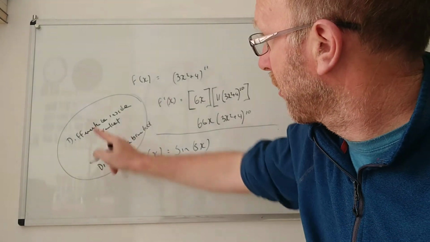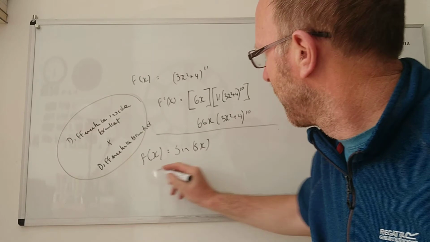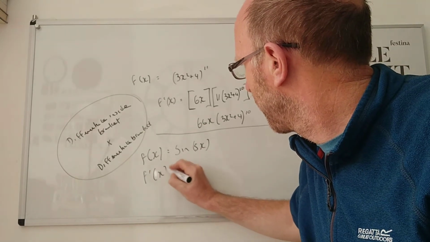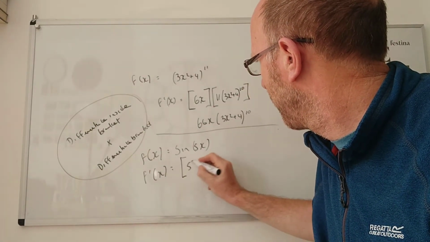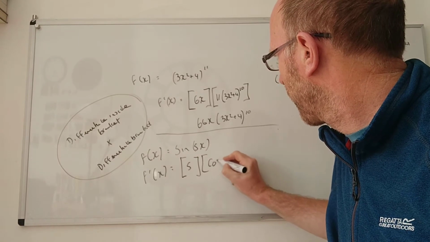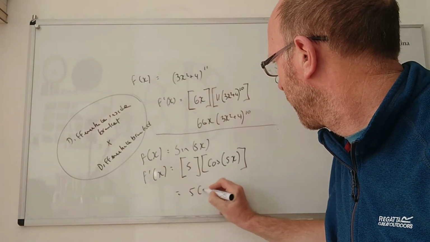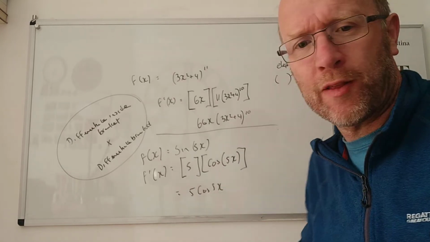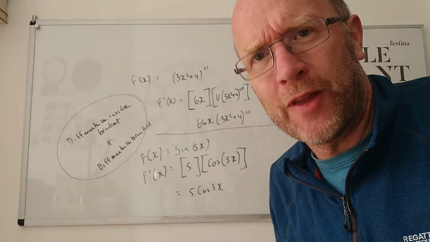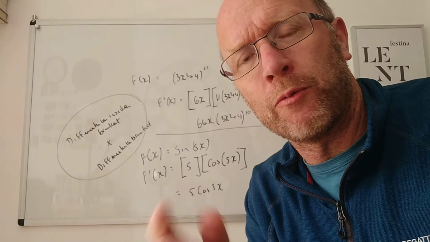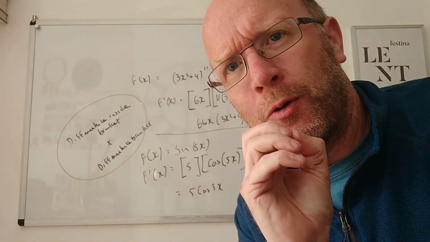So let's go back to this. Differentiate inside the bracket. Differentiating inside the bracket is easy, that's 5. Then differentiate the bracket: cosine of bracket. And we end up with 5 cosine of 5x. So that's that. I think go through the examples, you can all do them.